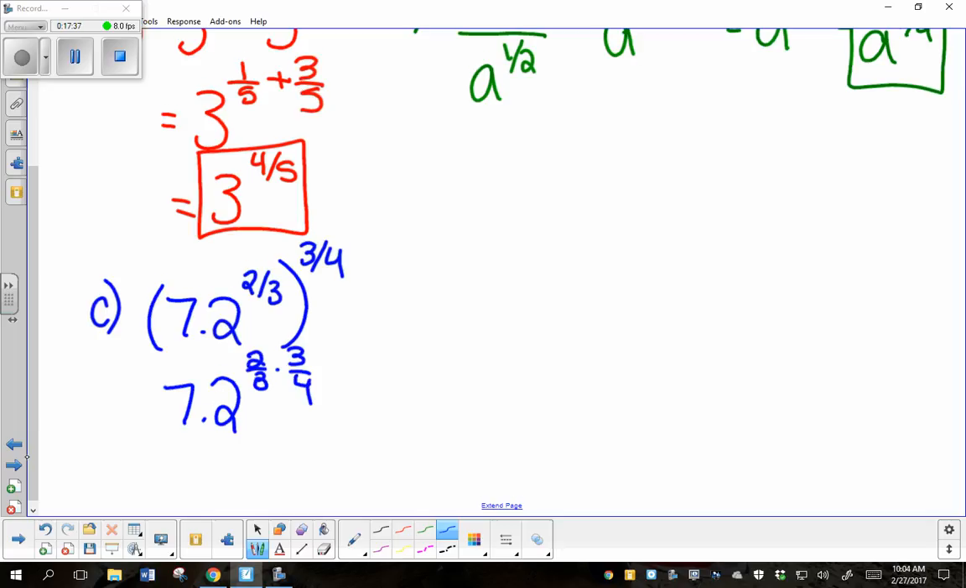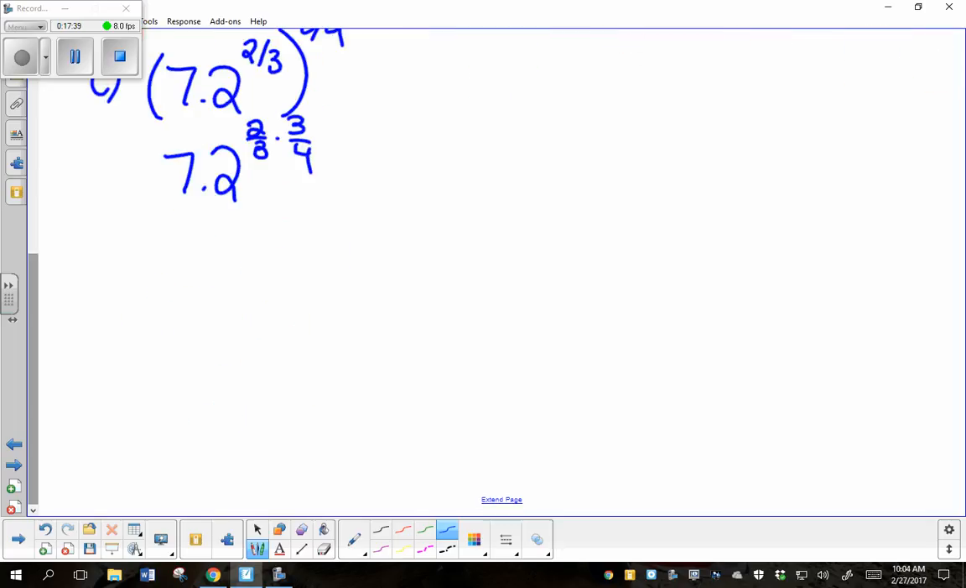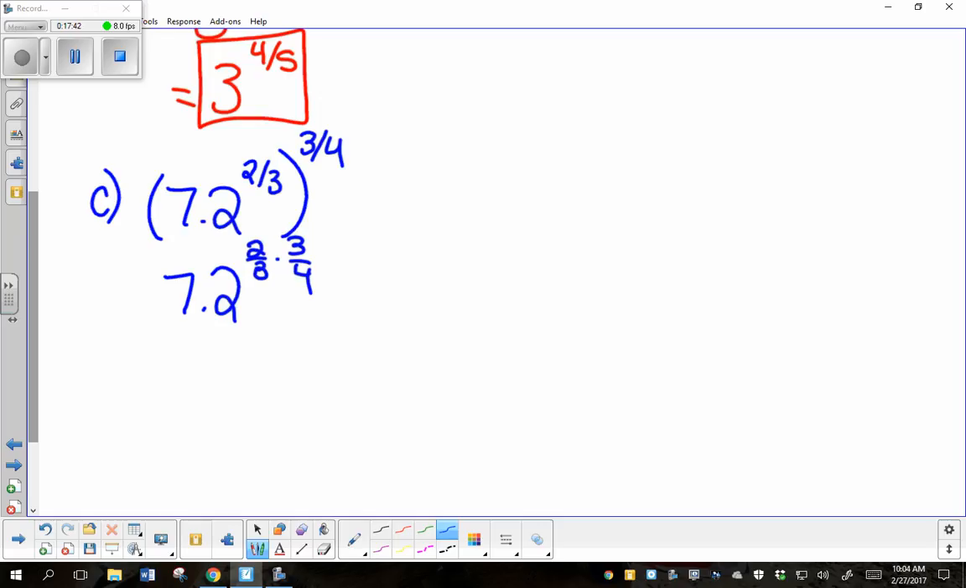And we know how to multiply fractions, right? We just multiply the numerators and then we multiply the denominators. So this is 7.2 to the 2 times 3, which is 6, over 3 times 4, which is 12. Can I simplify 6/12? What is it? 1/2. Good. So this is just 7.2 to the 1/2.